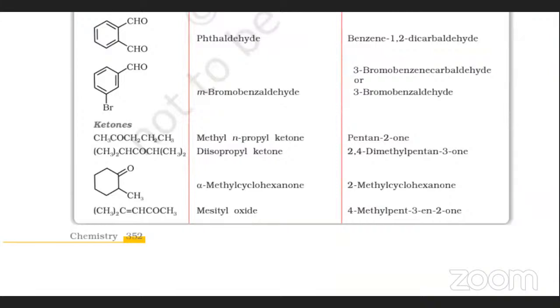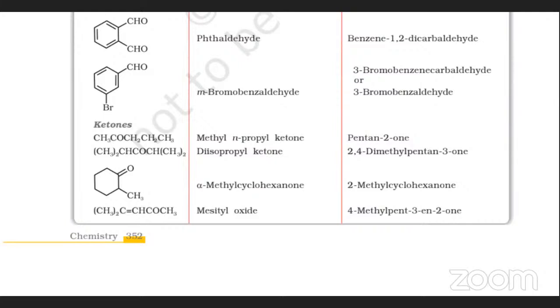Now ketones, observe. We know that the aldehyde group exists at the end of the compound, but ketones exist in the middle of the compound. So how do we name ketones? The total number of carbons, including the ketonic carbon, should be taken into consideration. Here the second carbon contains the oxygen, and that is the ketonic group.